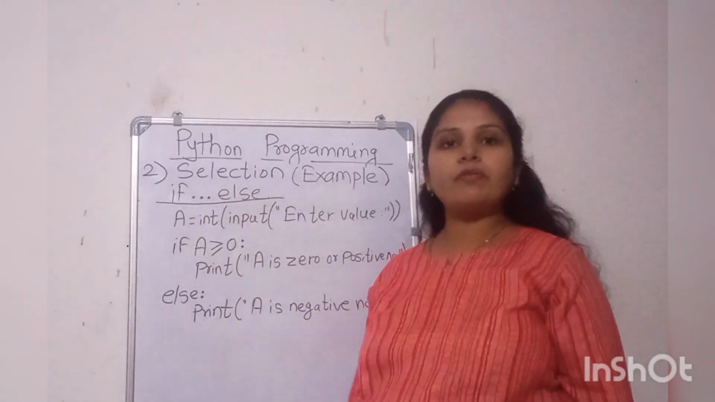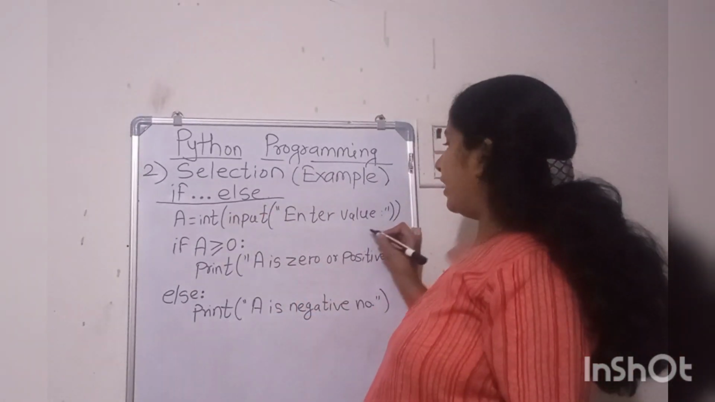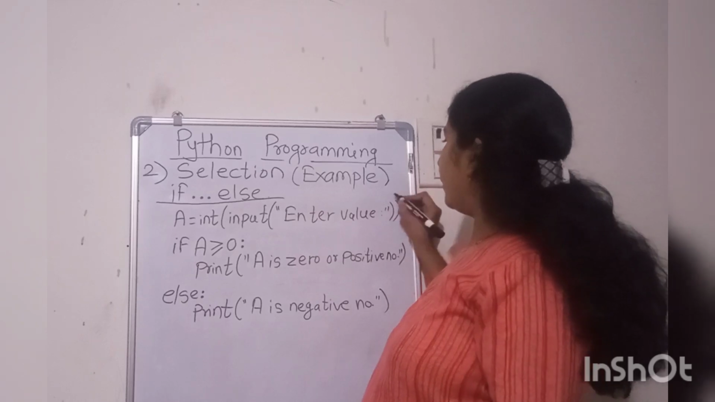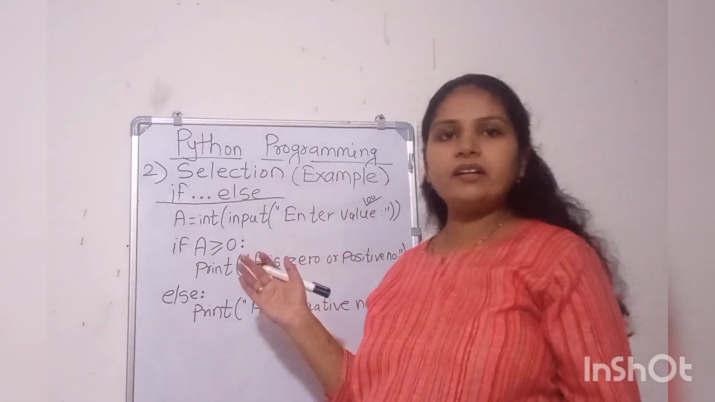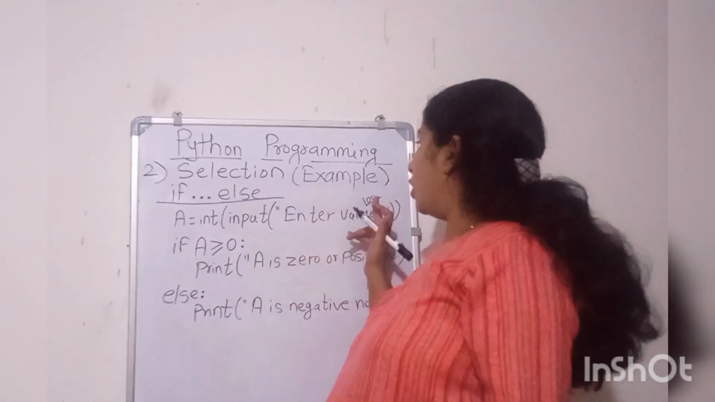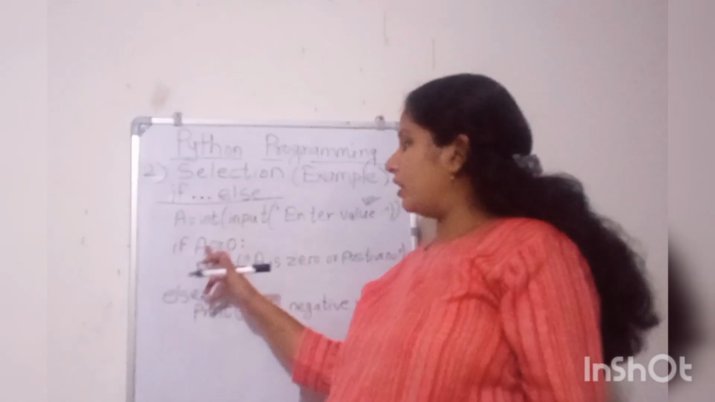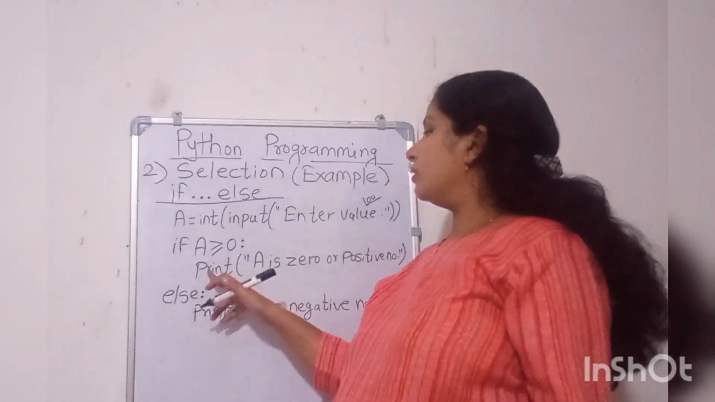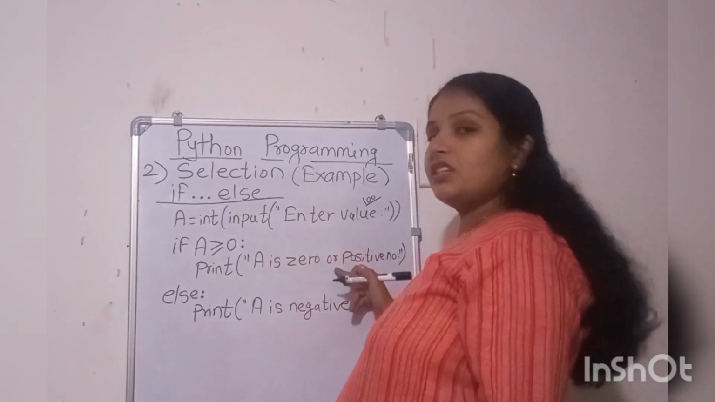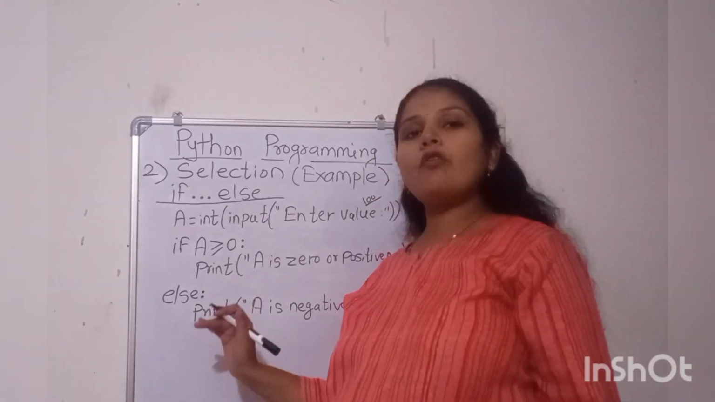Based on the value of A, suppose I have entered A equal to 100. Obviously 100 is greater than 0. Yes, this condition is true. Then I am printing A is 0 or positive number. I am not going to the else part.